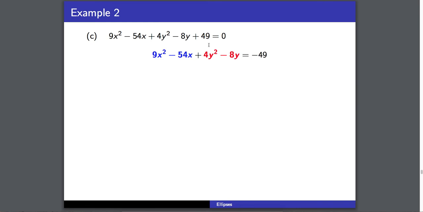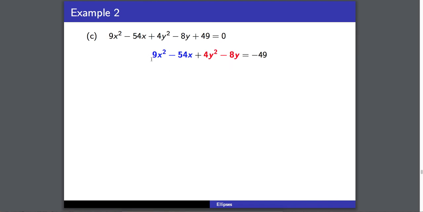So our first step is to subtract the 49 from both sides, and we get 9x squared minus 54x plus 4y squared minus 8y equals negative 49. And so what we want to do is find the vertex of each of these expressions, the 9x squared minus 54x expression and the 4y squared minus 8y expression.